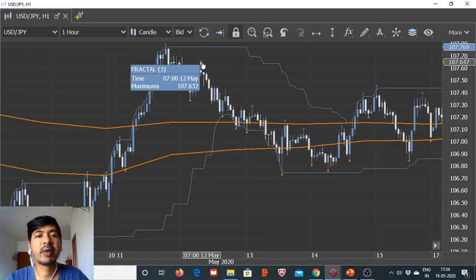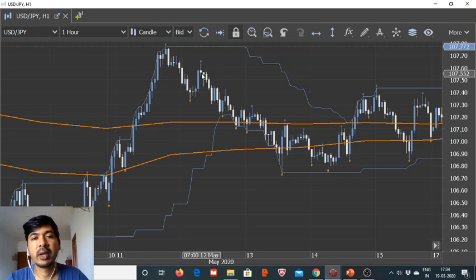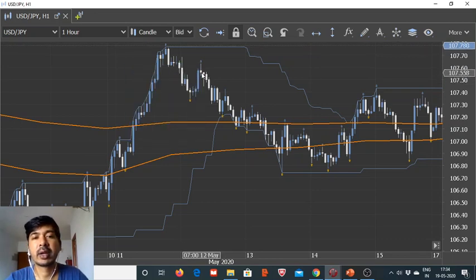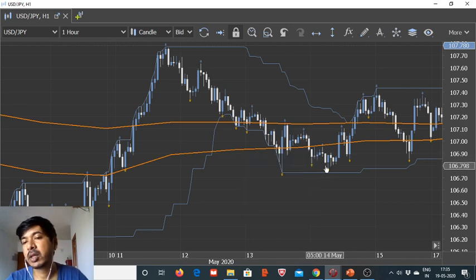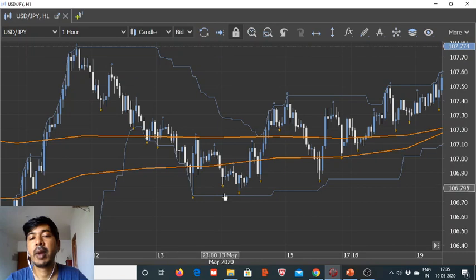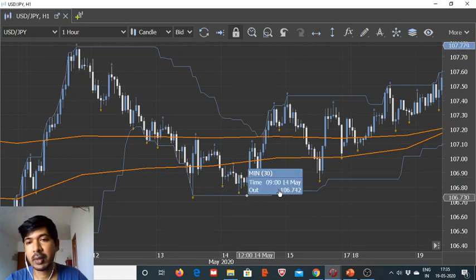This fractal we will define with a combination of 3 on each side. Instead of a traditional setup where there are 2 candles on each side of the fractal with lower highs, for a bullish fractal we will go with a combination of 3 candles on each side, and similarly for a bearish fractal we will need 3 candles on each side with higher lows. So we will take this minimum value, and then we will look for a buy trade during the buy setup.